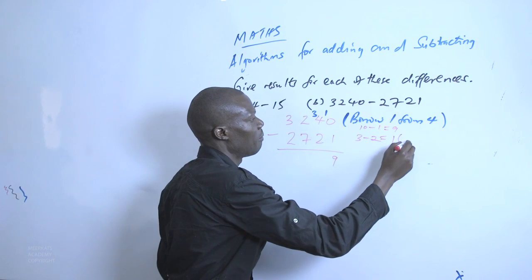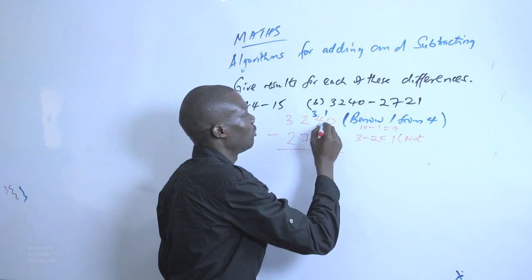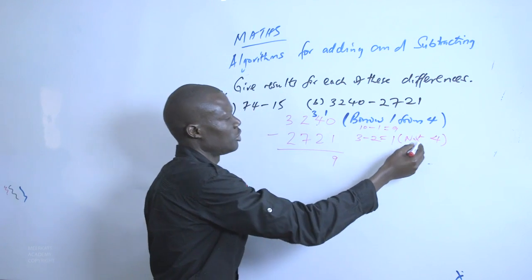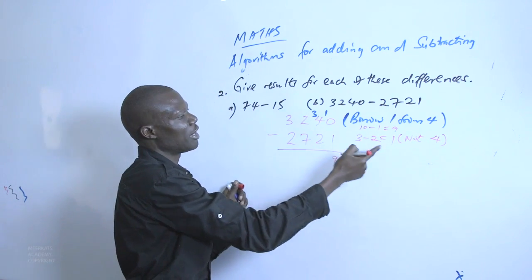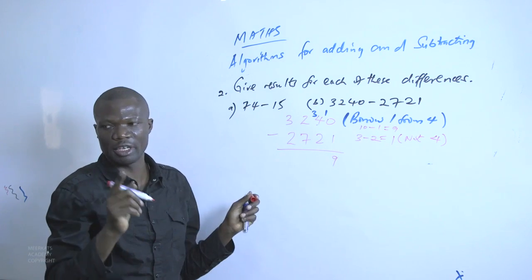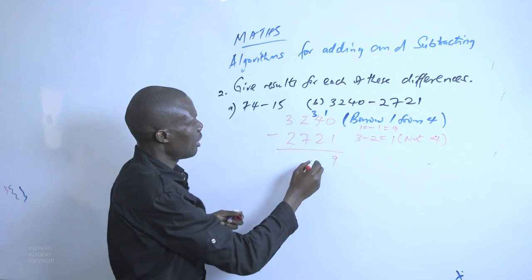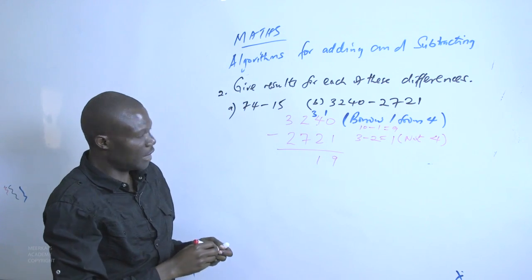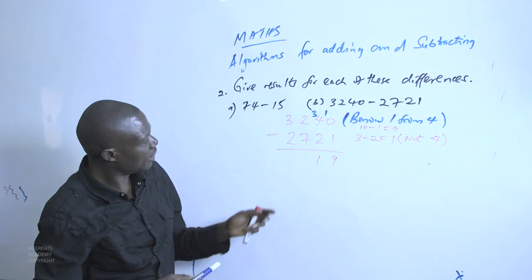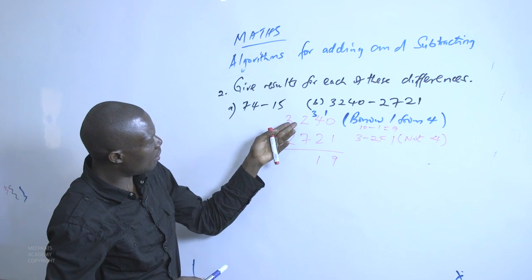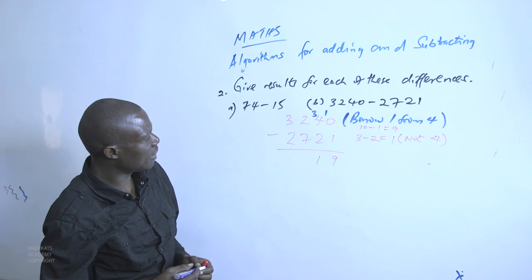Which gives us 1, but not 4. We have used 3 minus 2 and not 4 because we had already borrowed. So 3 minus 2 gives us a 1. The next step is we have 2 minus 7.